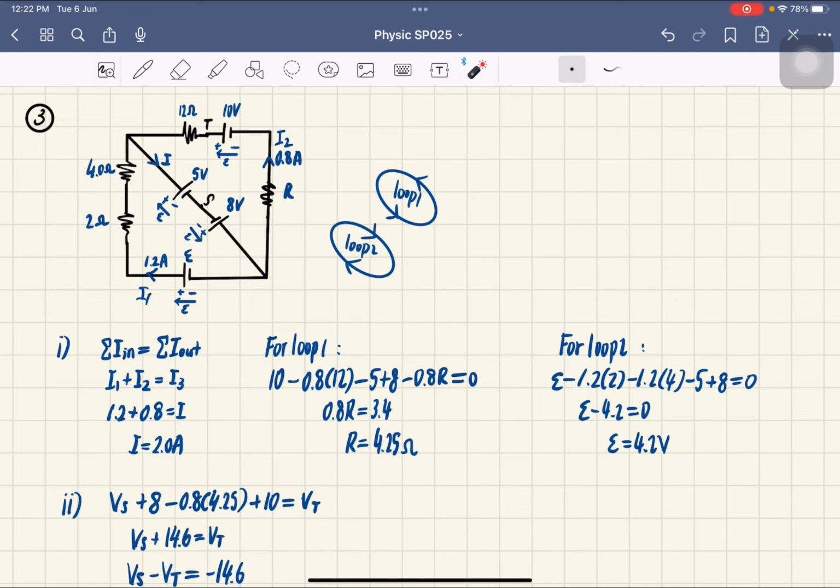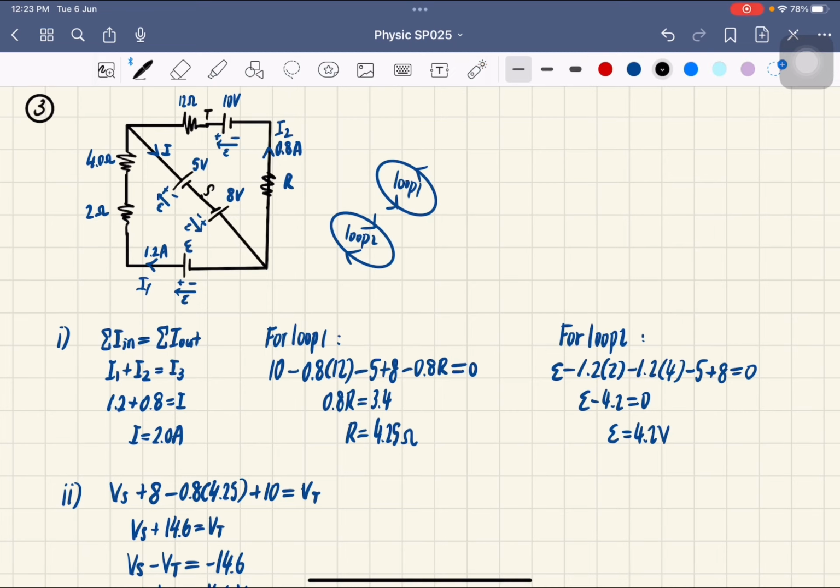Then for the 4 ohm resistor, the current direction that passes through the 4 ohm resistor is the same as the loop direction, so we get negative 1/2 times 4 ohm. And for the 5-volt battery, the EMF direction is opposite to the loop direction, so we get -5. And for the 8-volt battery, the EMF direction is the same as the loop direction, so we get +8. Then we can find out the EMF value is actually 4.2 volts.